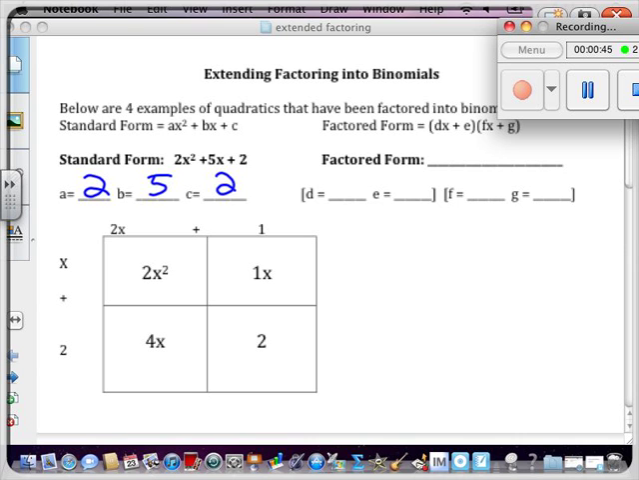We know what the factored form is because it's on the outside of my square. So I can put 2x plus 1 times x plus 2. Then I'm going to put those in for D, E, F, and G. D is 2, E is 1, F is 1, G is 2.